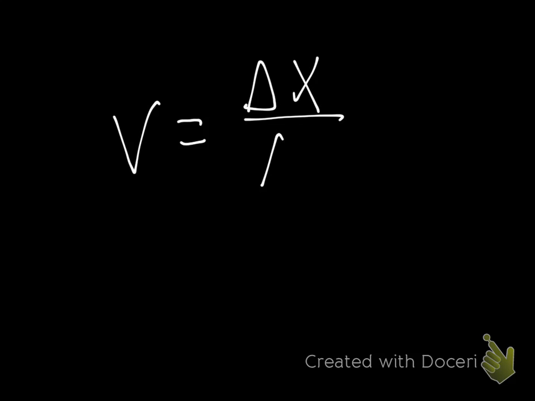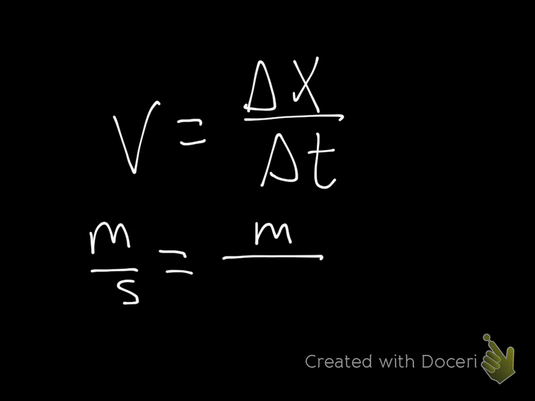Velocity equals delta x over delta t. What am I saying? Velocity is equal to how far you go and how long it takes you to get there. What are the units that we typically would use for velocity in physics? Meters a second. Meters per second. What are the units that we would typically use for distance in physics? Meters. What are the units that we would typically use for time? Seconds.